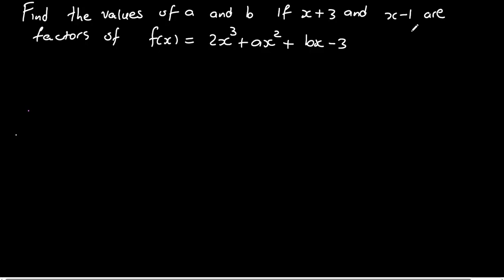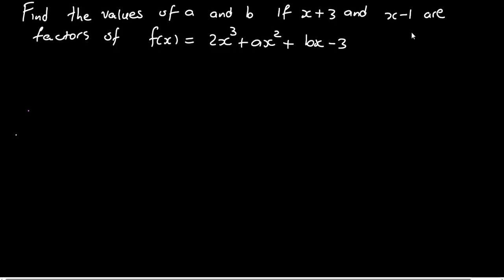Okay, so now this is the exam type question. You can find this in an exam, and they want you to find the values of a and b if x plus 3 and x minus 1 are factors of f(x). So we can see that f(x) is a cubic function. We're going to work with the remainder theorem.